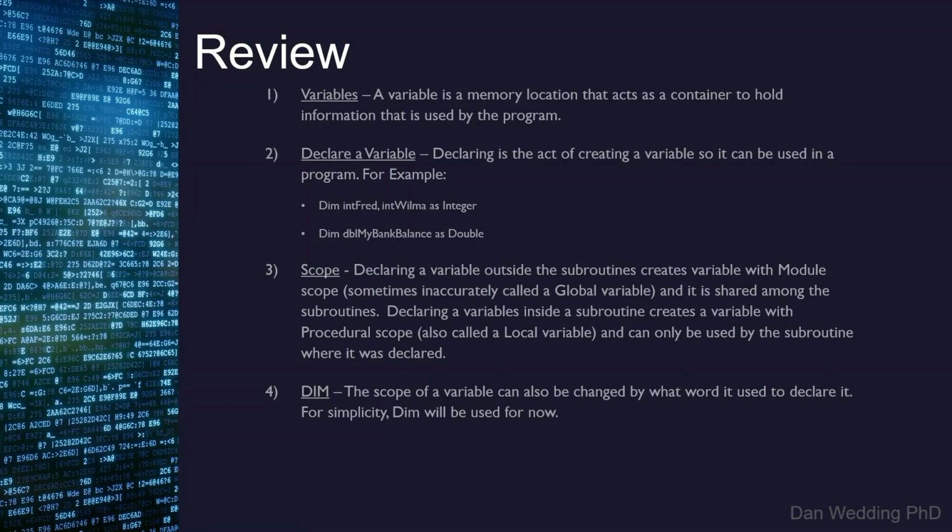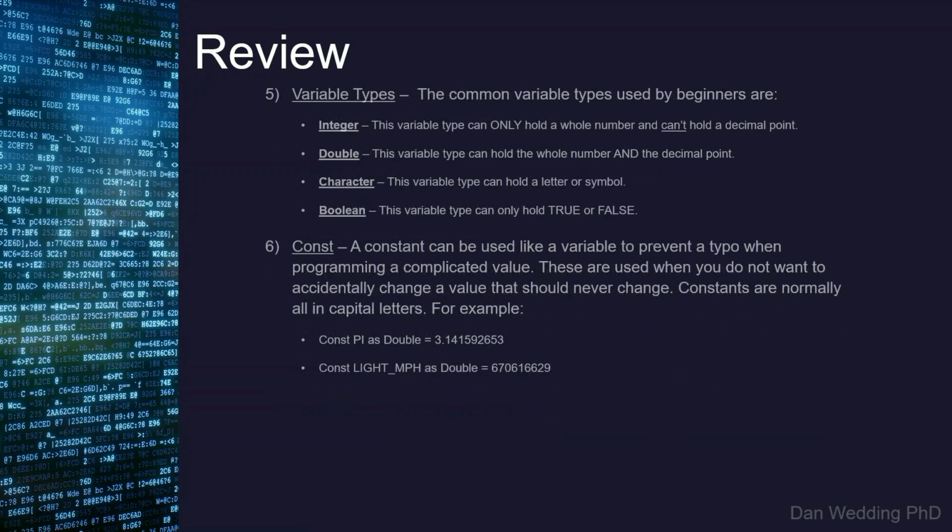The scope of a variable can be changed by what word is used to declare it. For simplicity, dim will be used for now. The common variable types used by beginners are integer. This variable type can only hold a number and can't hold a decimal point. Double. This variable can hold a whole number and the decimal point. Character. This variable type can hold a letter or symbol. Boolean. This variable type can hold true or false.